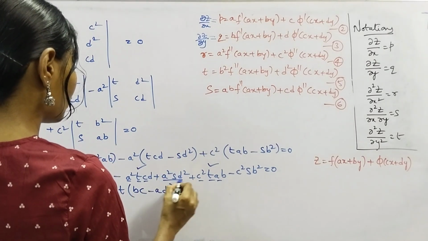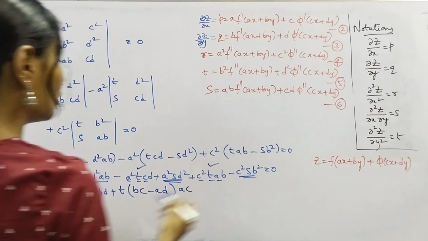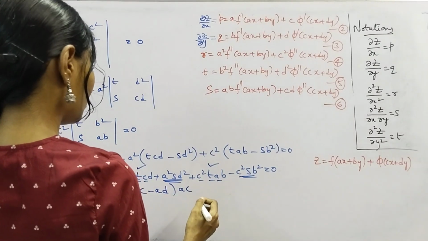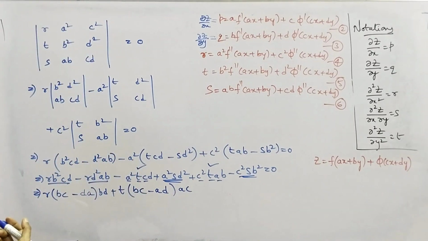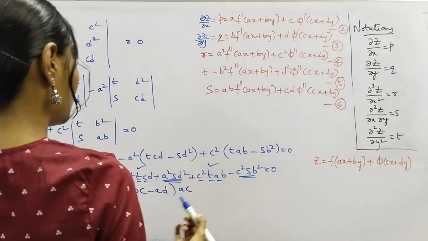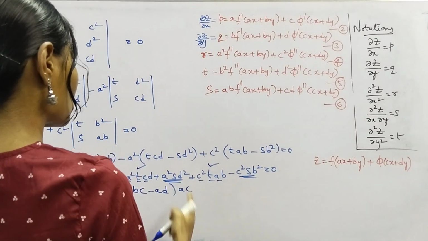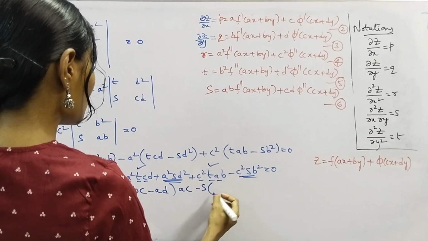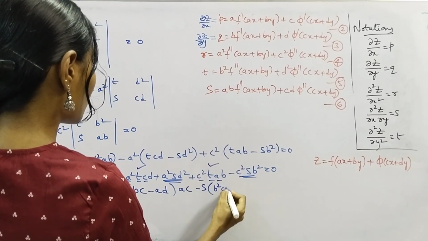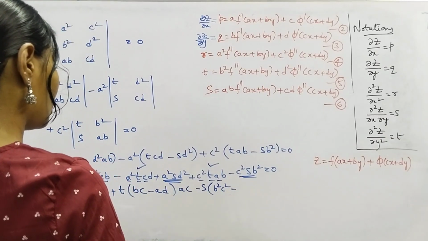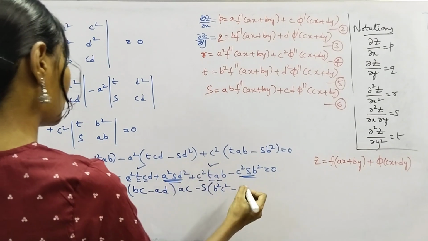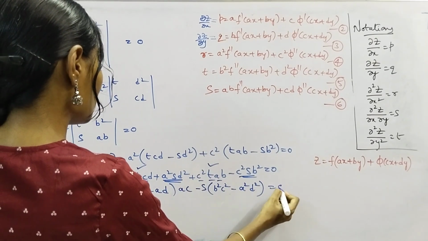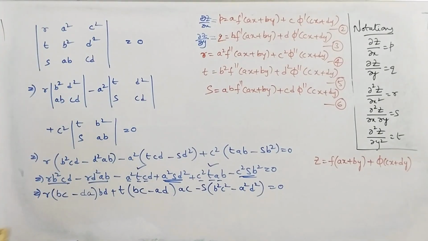Now coming to the term involving s. Just take s common, easy. Better, let's take minus s common from these two terms. Then we get minus s times (b²c² − a²d²), equal to 0. Easy, right? Fine.